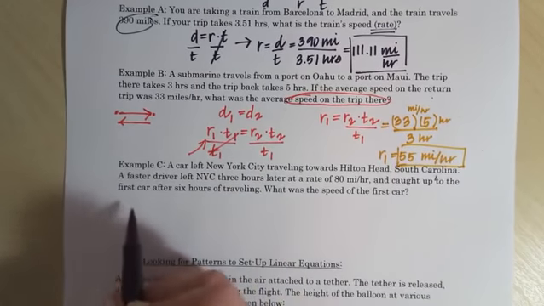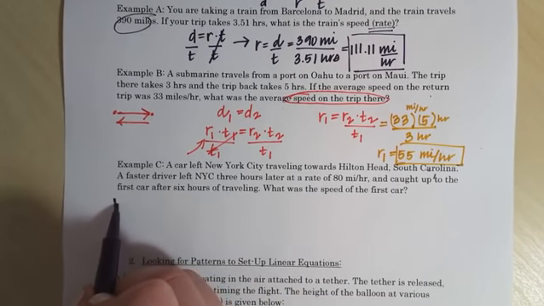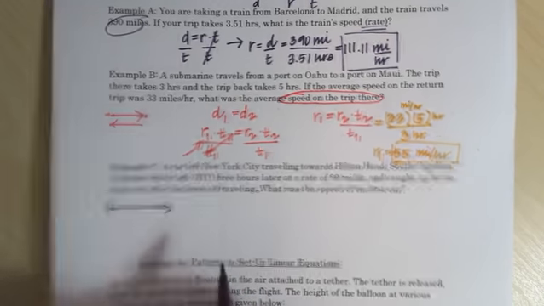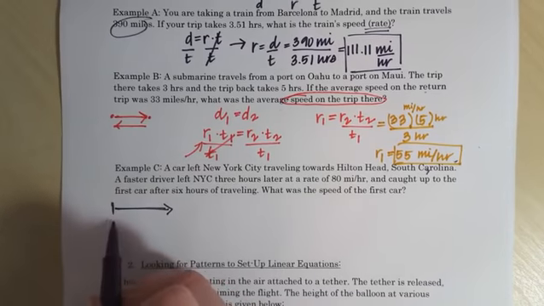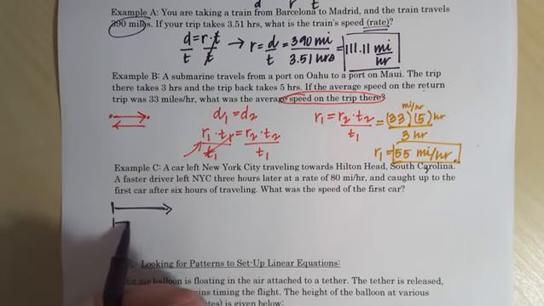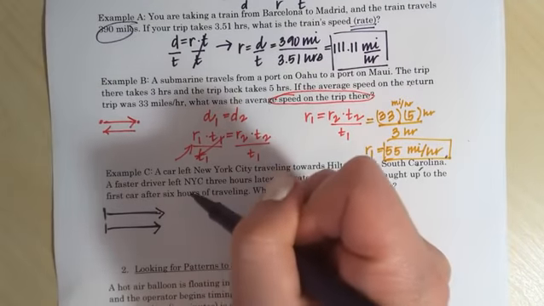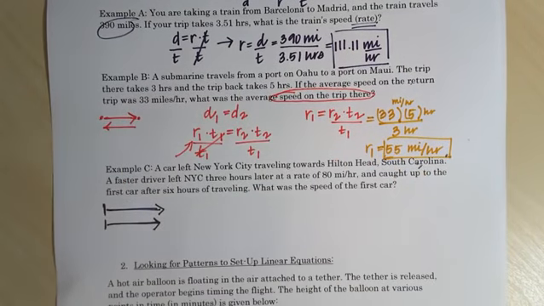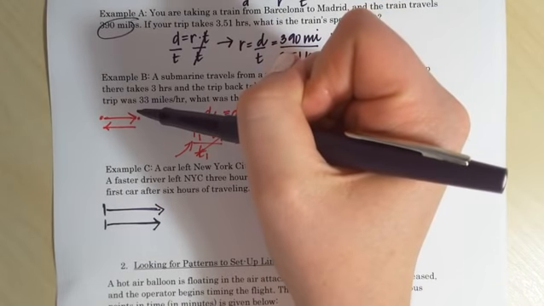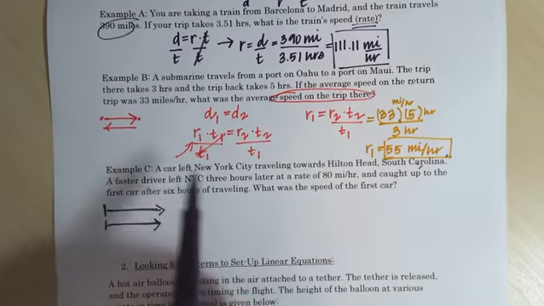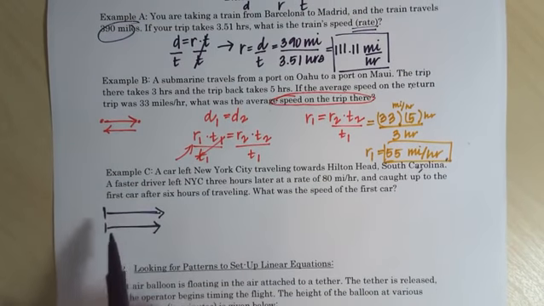Okay, so we have a car and they leave from New York traveling down south to Hilton Head. A little while later, another car leaves, and then after a certain amount of time, it catches up to that car. When the two cars are caught up to one another, that means they've traveled the same distance. So just like up here, where I had a same trip there and back, here I have one car travel a distance, and the other car is traveling the same distance.